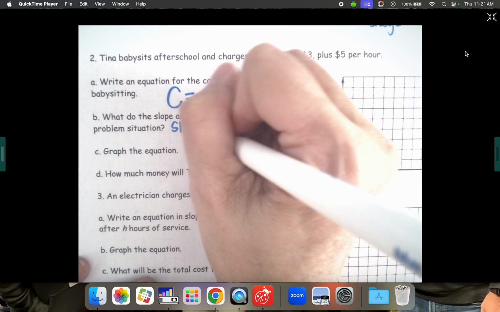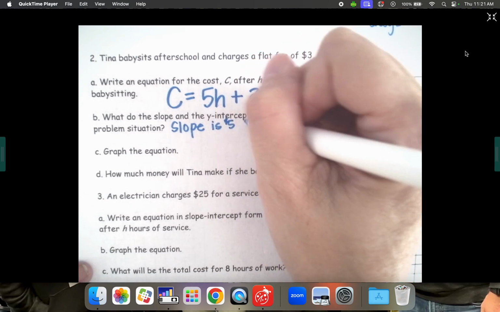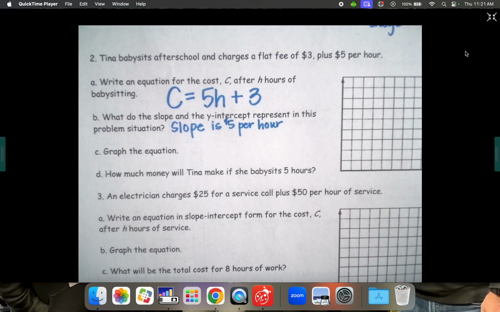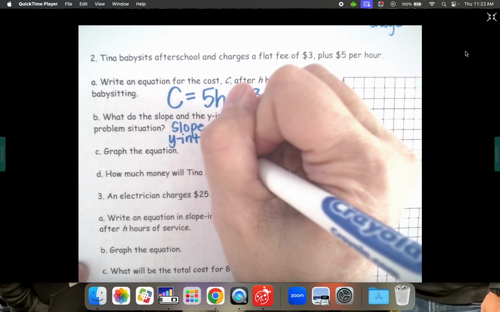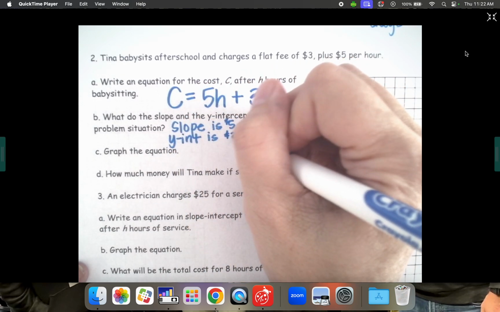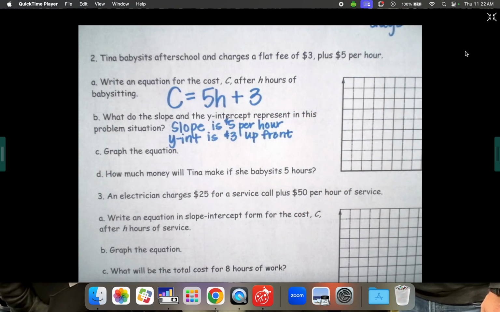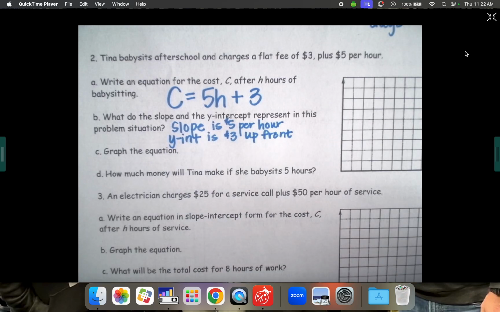Slope is $5 per hour. So it's how much she's getting paid per hour. And the y-intercept is the $3 up front. So just to drive over to your house, she charged you $3. That's your y-intercept. And now we can graph the equation.